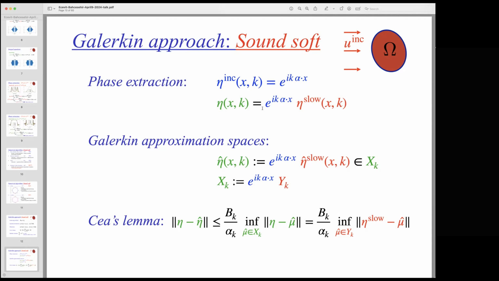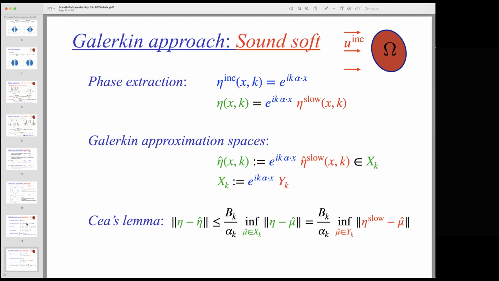Because it has this factorization, the approximation should also have exactly the same factorization. So this motivates you to generate your approximation spaces X_k, written in green, as the oscillation of the incident wave e to the i k alpha dot x times Y_k. So this, as you see, Céa's lemma, written down there, reduces the problem from approximating eta by eta hat to approximating the envelope by mu hat, where mu hat belongs to an appropriate approximation space.